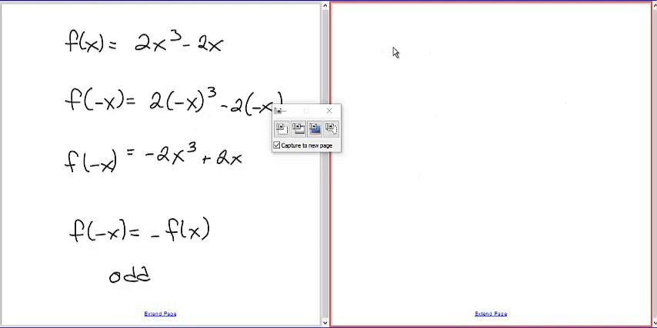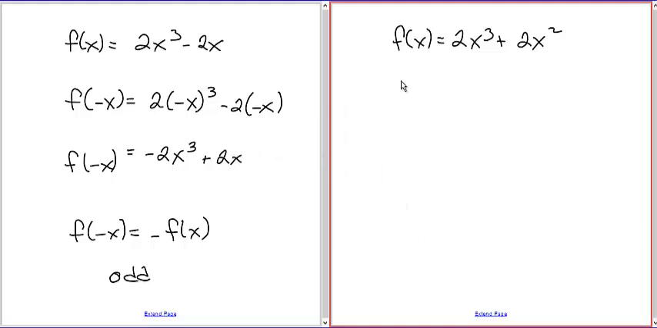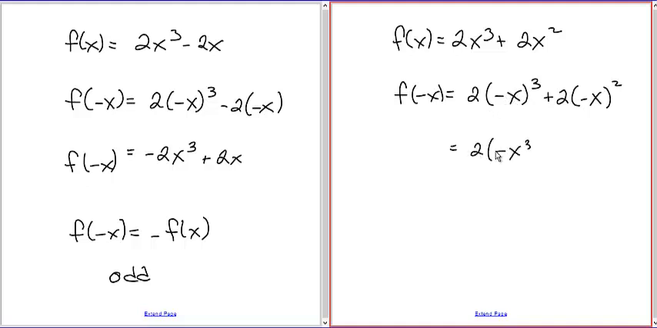Now, one thing: if you had something like f of x equals 2x cubed plus 2x squared, you might say, well, this is cubed, so it's odd, but that doesn't work out. You still have to evaluate it at negative x and see if they're the same. So you go 2 times negative x quantity cubed plus 2 times negative x squared, sorry, negative x squared. Here, negative x cubed is negative, and here you get negative x squared, which is positive x squared. So you get 2x squared.